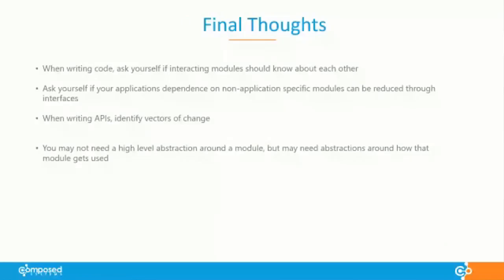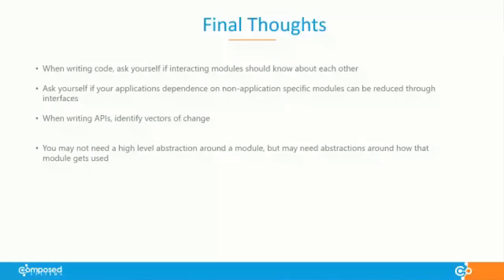And so, wrapping it all up, some final thoughts. When writing code, ask yourself if these interactive modules should know about each other. Ask yourself if your application dependencies on non-specific application modules can be reduced through interfaces. When writing APIs, identify the vectors of change. Ask yourself if you can create an abstraction around those vectors of change to make the use of that API a little bit easier. And that's pretty much it.